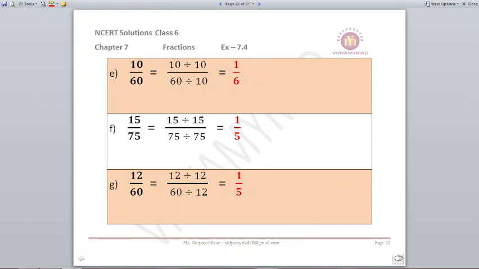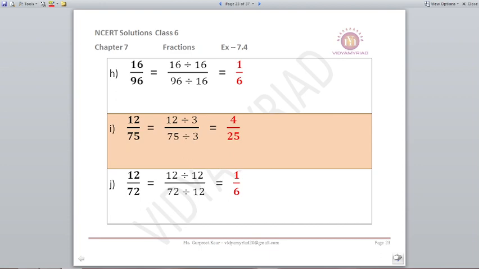10 upon 60. It is a 10 table. It becomes 1 upon 6. 15 upon 75. Both will be divisible by 5 also. Both go in 15 also. So if we divide by 15, it will become 1 upon 5 as your answer. So 15 upon 75 is 1 upon 5. Next, 12 upon 60, they are divisible by 12 if you know the 12 table. So again it will become 1 upon 5.